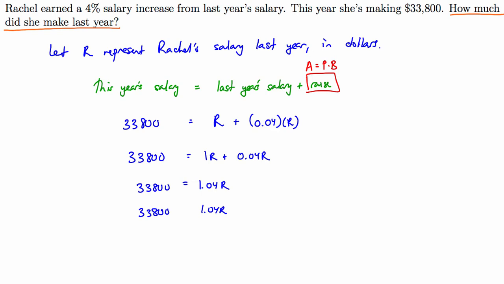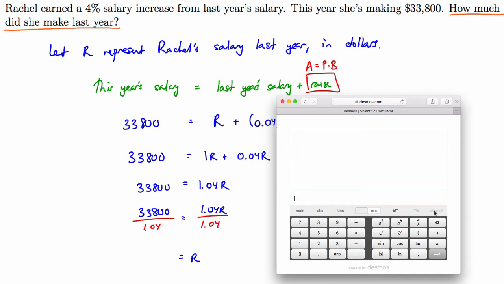To solve that equation, we need to eliminate the variable's coefficient. 1.04 is multiplied by R, so we'll need to divide both sides by 1.04. Simplifying both sides of the equation, R is equal to 33,800 divided by 1.04. We'll bring up our calculator and type in 33,800 divided by 1.04, and we can see the calculator returns her salary last year would have been $32,500.